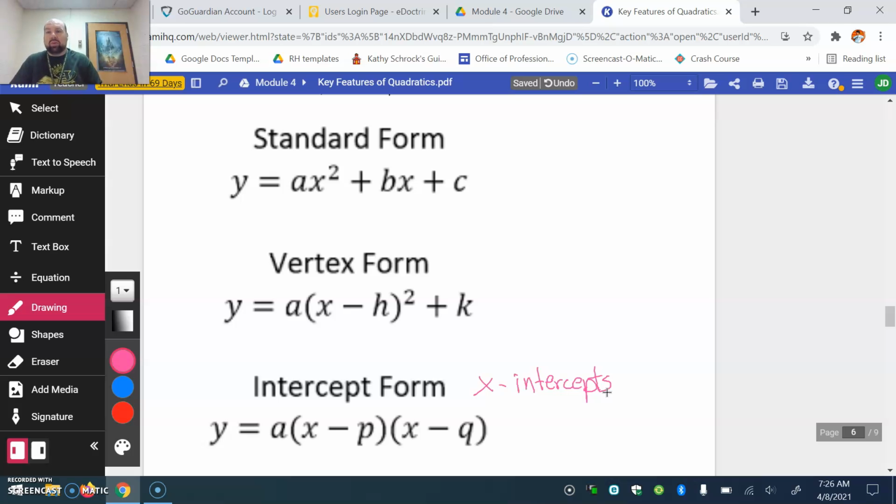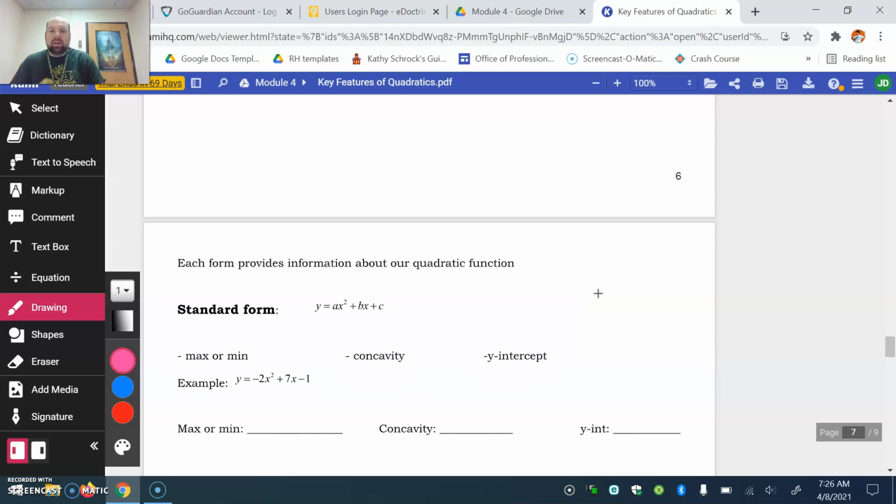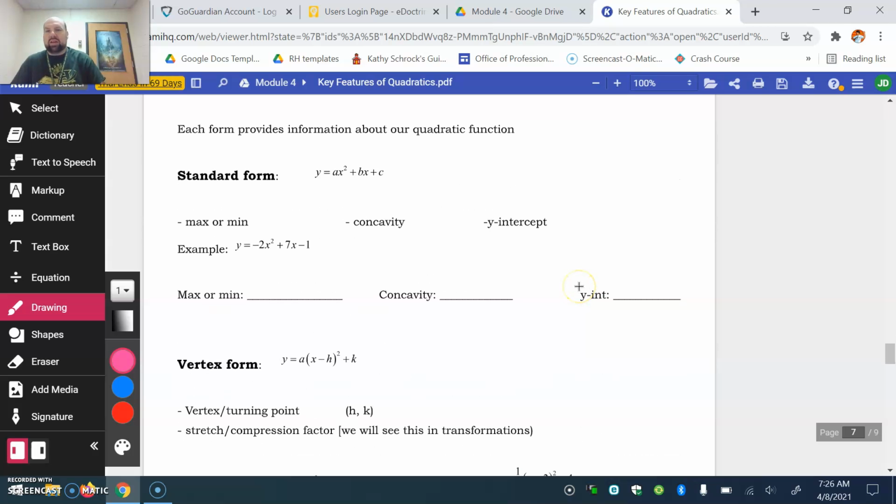But sometimes the parabola could be above or below the x-axis, and if it's below the x-axis and it's concave down, it'll never touch the x-axis. And same thing if it's above and it's concave up. So you'll see some of these examples later on in this unit. All right, so over on the next page, page 7, let's take a closer look.